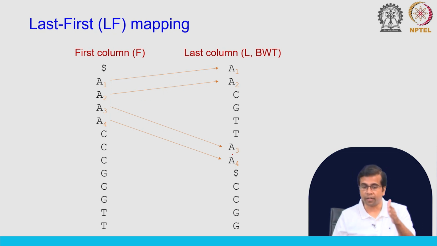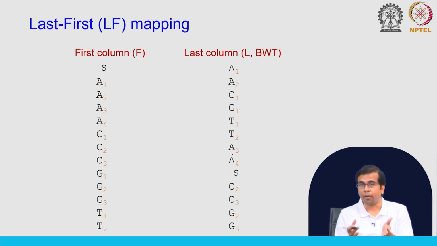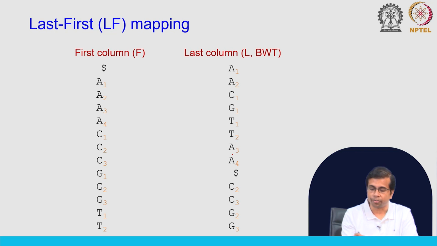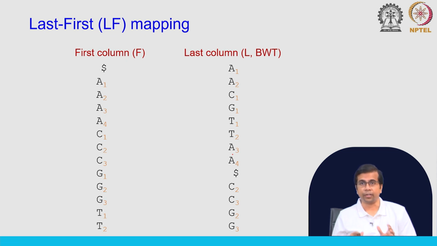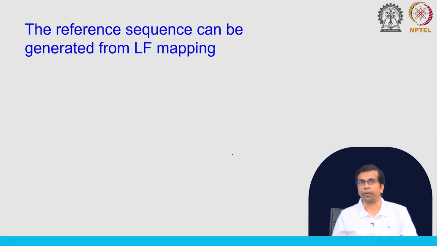Okay. So, this order of appearance of these letters remains the same in the first column as well as in the last column. And we can now extend this to all bases, and we can number these occurrences of C, G and T by these subscripts, C1, C2, C3, G1, G2, G3 and T1, T2, and they will again correspond to the order of occurrence in the last column. Okay. So, this is the last first mapping. This is the property that is very helpful for read mapping. We will see how we can utilize this information to do read mapping.